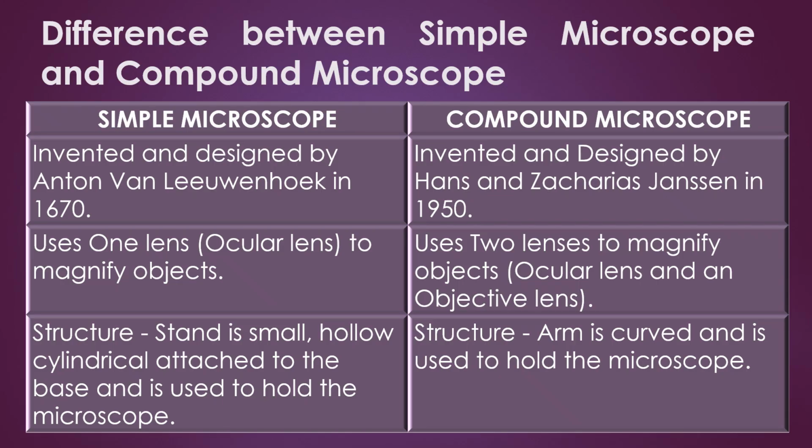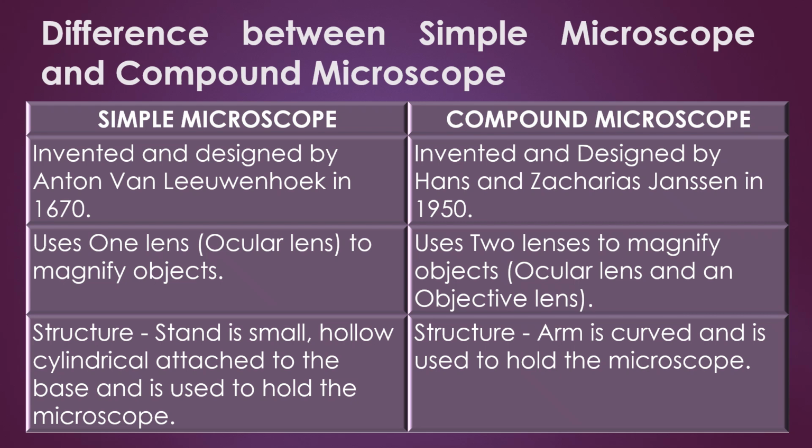This table shows the major differences between the simple microscope and the compound microscope. The simple microscope was invented and designed by the scientist Anton von Leeuwenhoek, who is called the father of microbiology, in the year 1670. The compound microscope was invented and designed in the year 1950 by the scientists Hans and Zacharias Janssen.